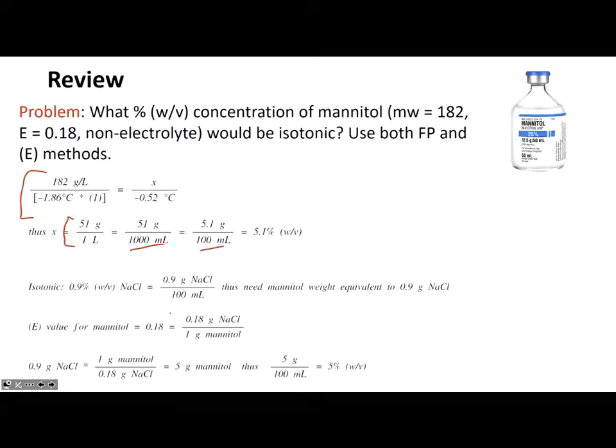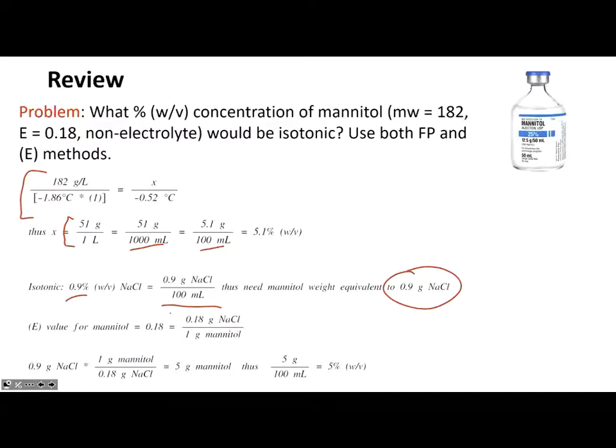Okay, let's do the same thing for the E-value. What do we say we need to do with the E-value? You first need to decide what is my target amount of sodium chloride. How much do I need to have to be isotonic? Well, what volume are we doing? We're going to express it as a percent, so let's do it as 100 milliliters. So how many grams of sodium chloride do we need to make 100 mils isotonic? Well, that's by definition the 0.9%. All right, so since this is isotonic and that's the same number, 0.9%, then clearly this is the amount of sodium chloride we need to make 100 milliliters be isotonic.